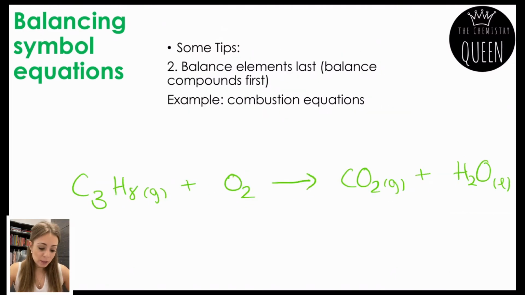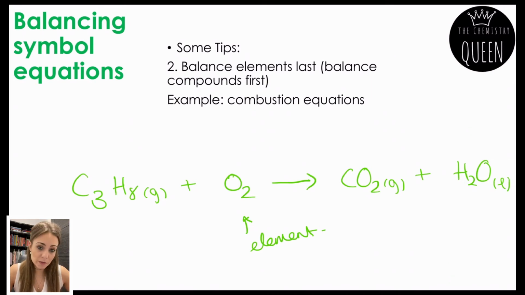Tip number 2, balance elements last. So if you have an element on its own in the equation, and everything else is a compound, try and balance the element last. It will make your life so much easier. So here's an example with combustion equations. So I've got the combustion of propane, and it's complete combustion, so it forms carbon dioxide and water. So I've got all compounds except for oxygen. So oxygen is the only element. So I'm going to balance the oxygen last. I'm going to balance the carbons and the hydrogens first because they're all involved in compounds.